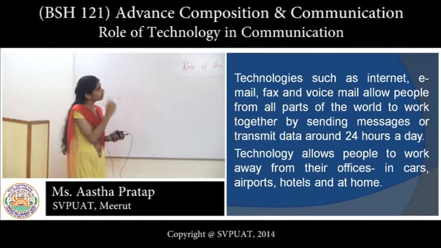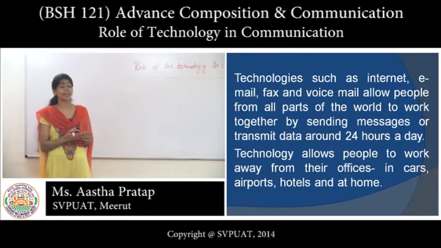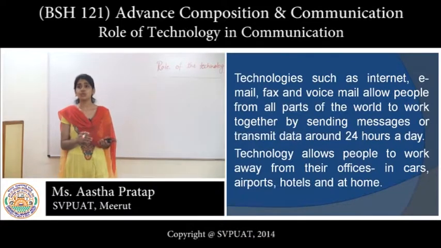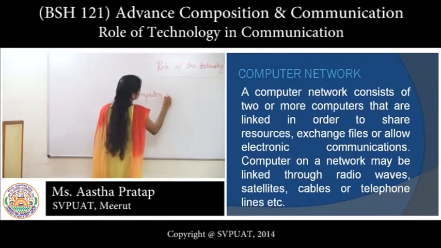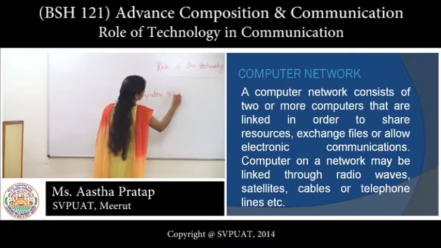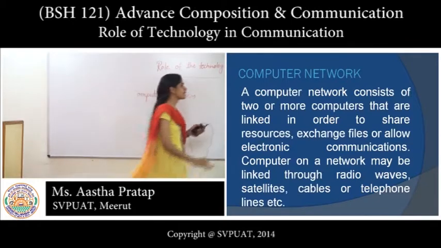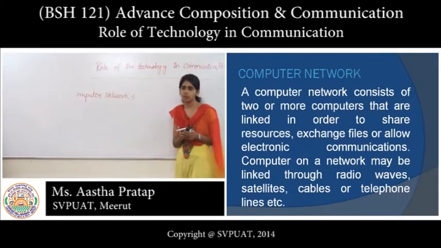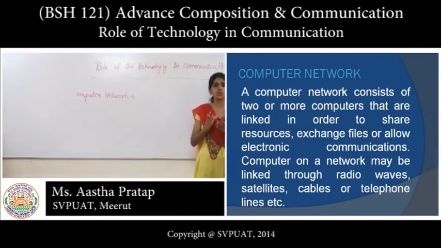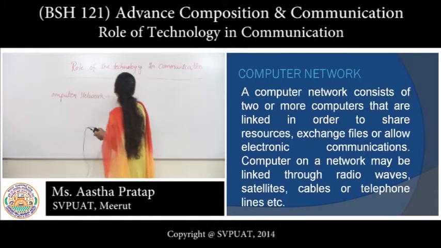Then this technical communication is mainly dependent upon the computer. So first of all, what is a computer network? A computer network is a network where two or more computers are connected with communication lines just to share information, resources and other things.